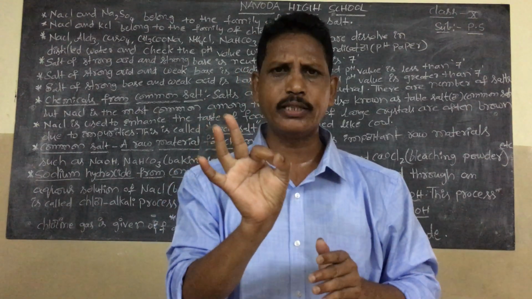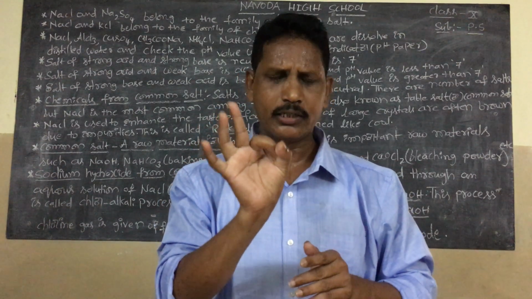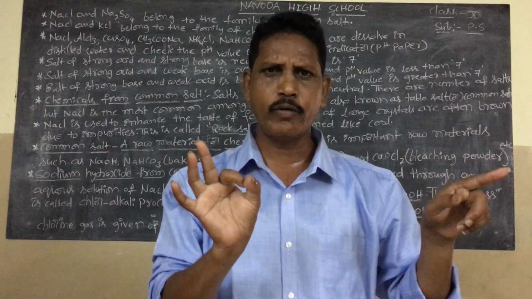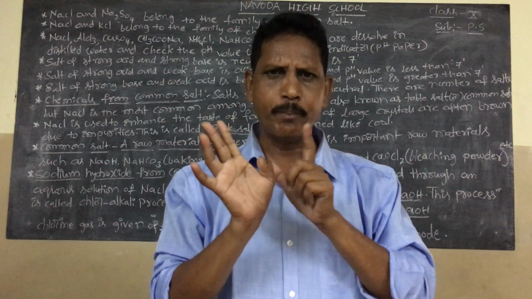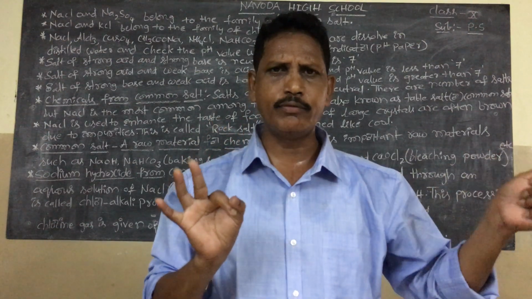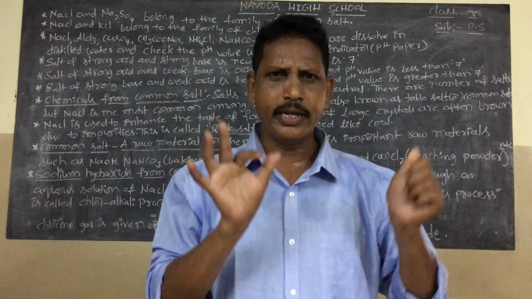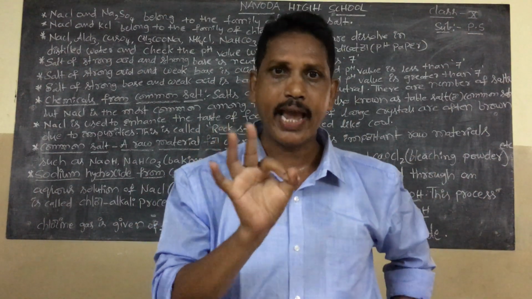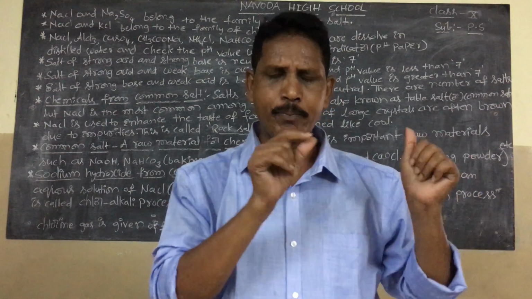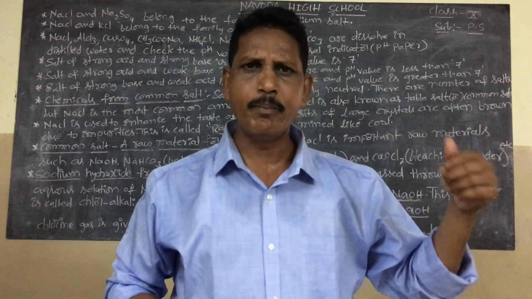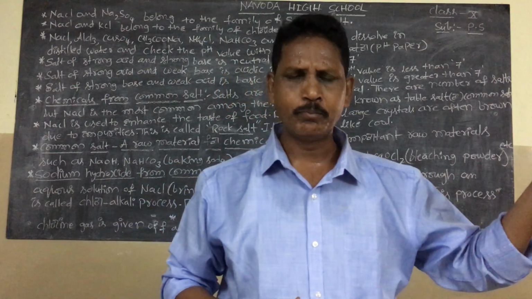Strong acid and strong base react to form salt. Electrically neutral, pH value 7. A strong acid reacts with a weak base to form salt. The pH value of this salt is less than 7. It is acidic in nature. A strong base reacts with a weak acid to form salt. The pH value of this salt is greater than 7. So it is basic in nature.